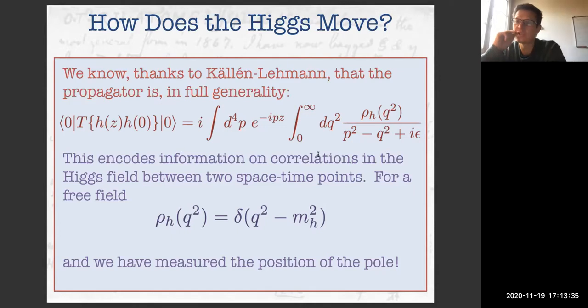For example, if the Higgs were just a free field with no interactions at all, then this rho quantity here, which is essentially the density of states, tells you that there is only one state that you can create out of the vacuum, which is the Higgs at its mass, at its energy. So this rho function becomes just a delta function. Put this delta function here, you get just 1 over p squared minus m squared. So you just recover the Feynman propagator that we all know and love. And we've even measured the position of this pole, right?